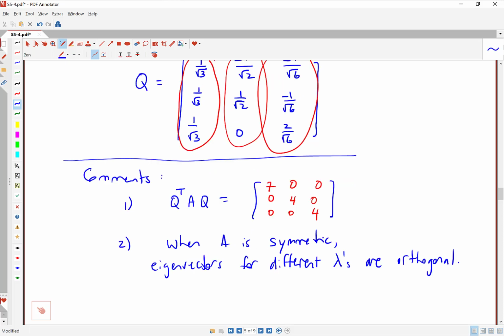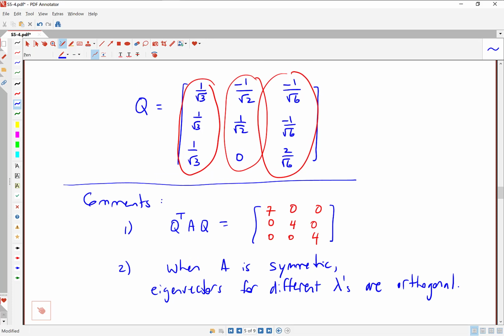Second comment, when A is a symmetric matrix, the eigenvectors for different eigenvalues are orthogonal. So let's take a look up at our matrix here. See, this first eigenvector here corresponded to lambda equals 7. And then these other two corresponded to lambda equals 4. So what we're saying is that if you grab two eigenvectors associated with different eigenvalues, they will always be orthogonal. That will be true anytime you start with a symmetric matrix. So these two highlighted vectors here are orthogonal, and similarly these two eigenvectors here are orthogonal.